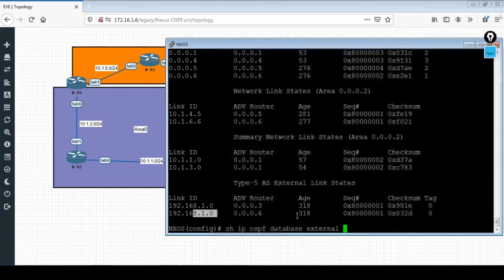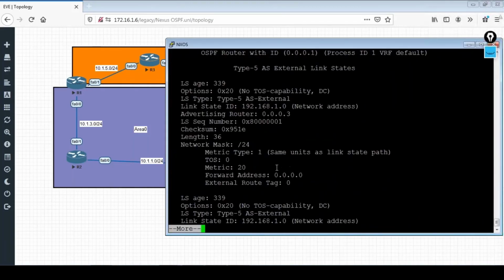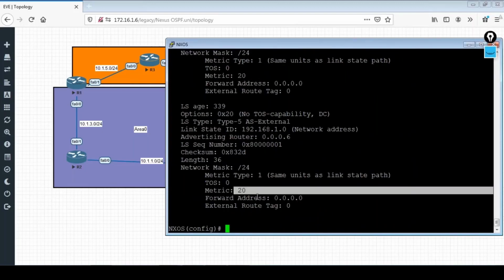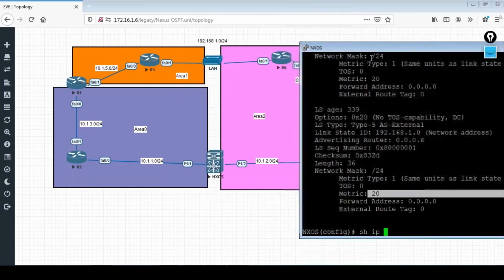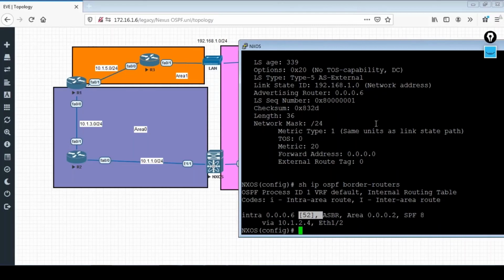Okay, how about looking at the cost? In detail, the cost that I'm seeing is 20. Both are giving me 20. When I look at show IP OSPF border router, I can see the border router I have here. Is it showing only one?